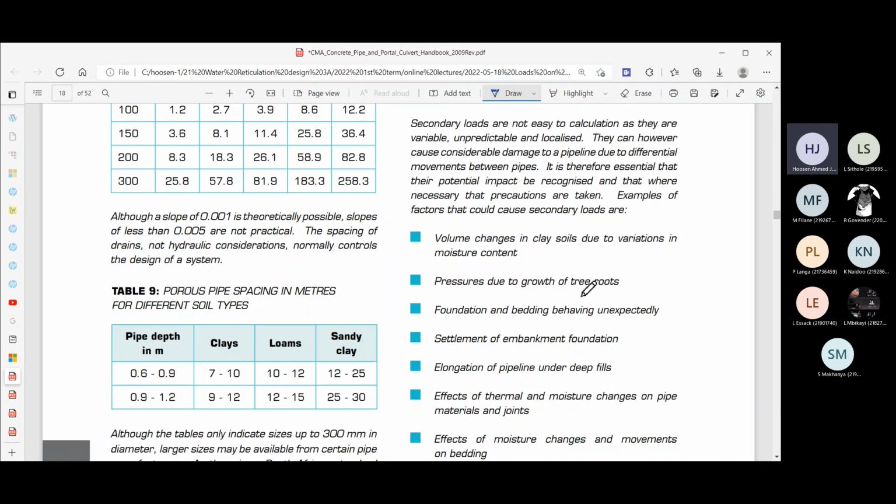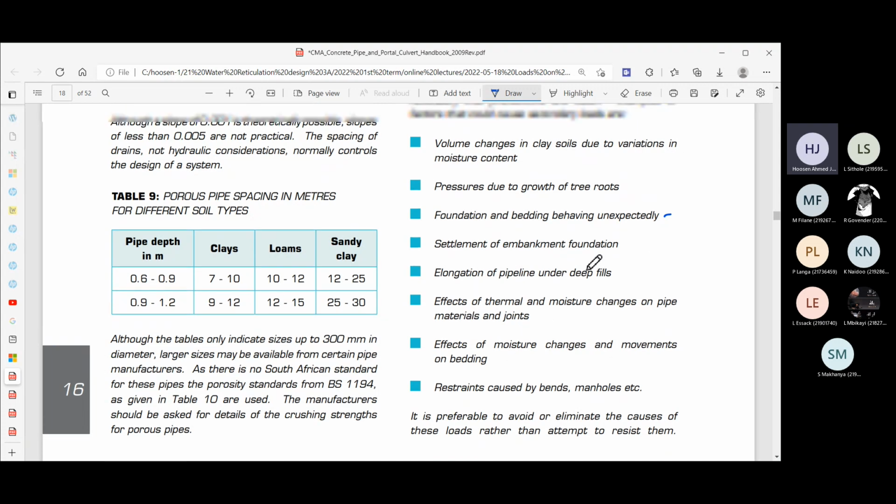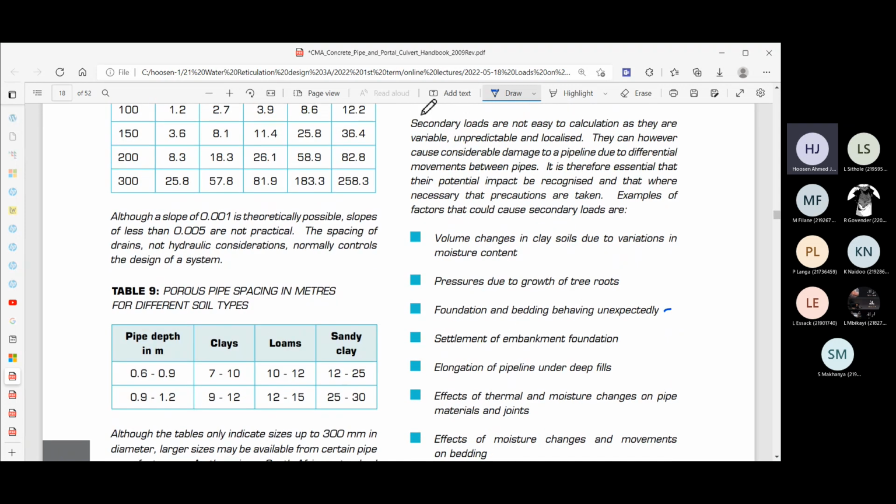You could get, for example, tree roots or foundation and bedding. So when they say behaving unexpectedly, suddenly you get settlement of a foundation, and then loads start being transferred to the pipeline, or maybe tilting of a building or something like that. Embankment conditions, elongation, thermal conditions. You may get changes due to seasonal temperatures, or you may get snow conditions, for example. So these are all loads that we may not have foreseen that may arise within the pipeline itself. So we refer to these as secondary loads in the pipeline.